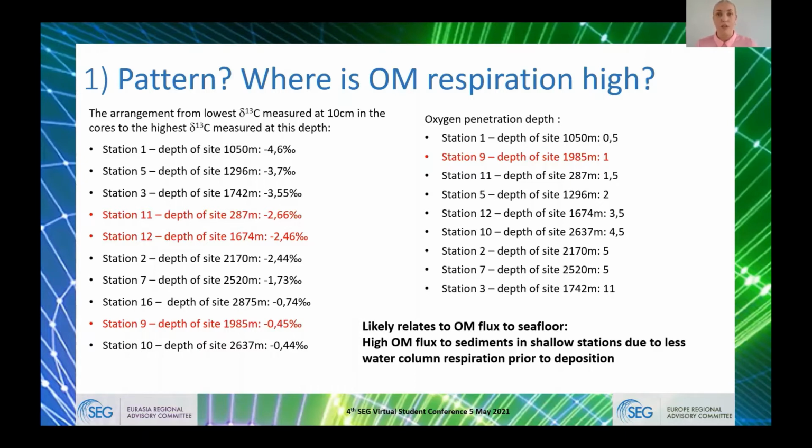We wanted to see if this was the case also with the oxygen. So we found the oxygen penetration depth by doing measurements of oxygen in the sample. That means I have listed the depths at which the oxygen is assumed to be gone. At station 1, for example, the oxygen is gone by 0.5 centimeters, while for station 7, which is very deep, it's gone by 5 centimeters. This is likely related to the amount of organic matter being added to the seafloor, so how much flux there is of organic matter from the sea surface to the sea floor. In shallow water depths, more of the organic matter reaches the sediments because less of it is being respired in the water column.